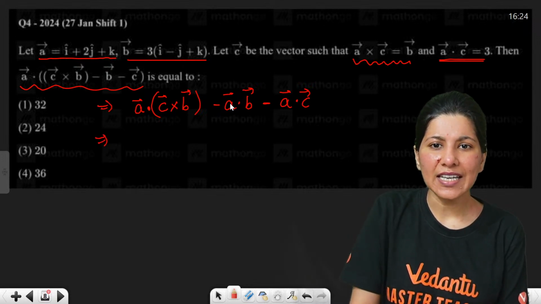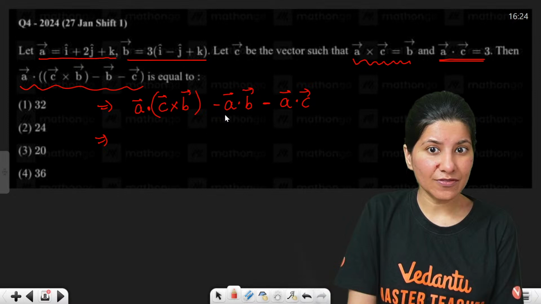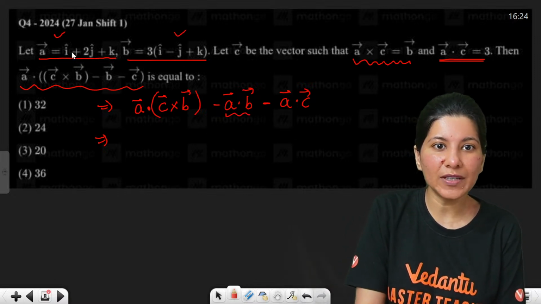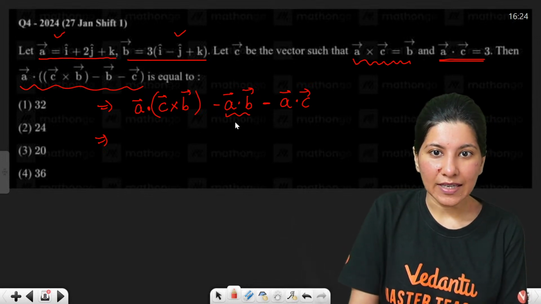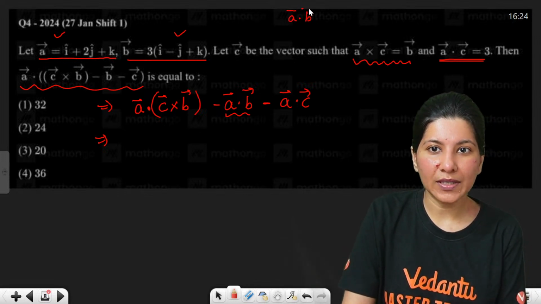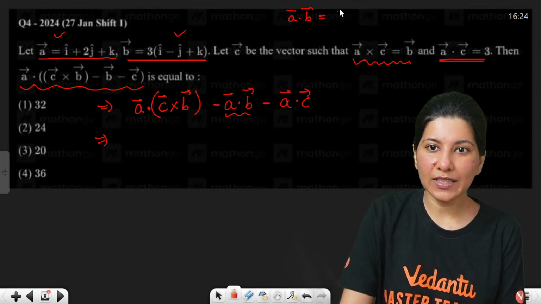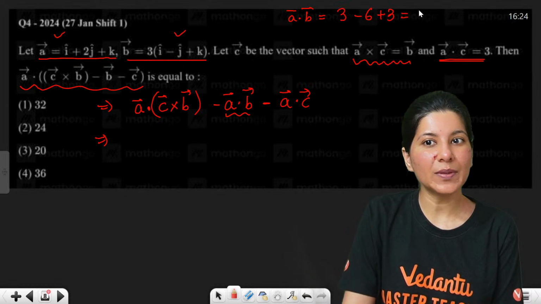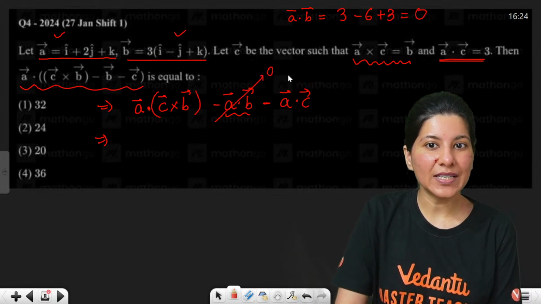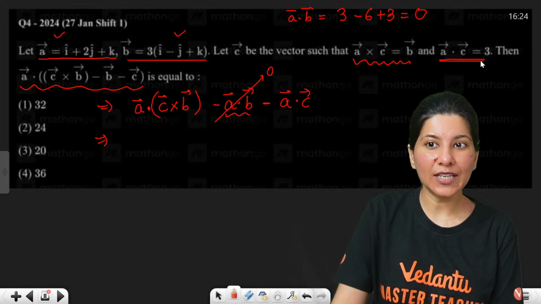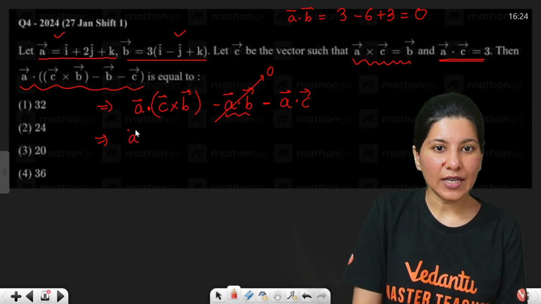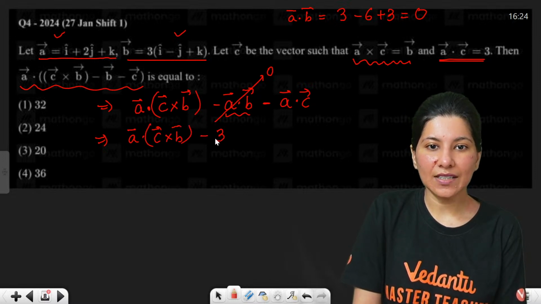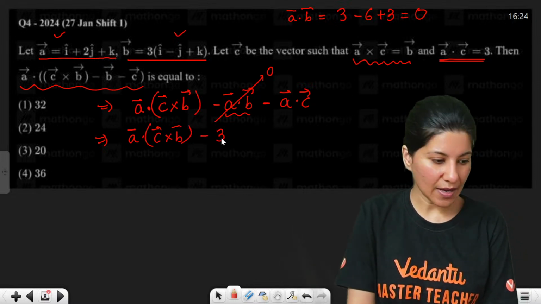Now, can I just get A dot B? Let us find out A dot B, because you have got A, you have got B. So what are you waiting for? Let me calculate A dot B here. That is going to be 1 into 3, 3, minus 6 plus 3. So can you see A dot B is 0? This A dot B is coming out as 0. Now what about A dot C? They have given 3. So now A dot C cross B minus 3 is what you're looking for.